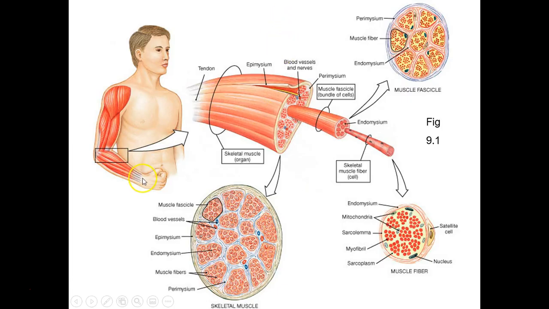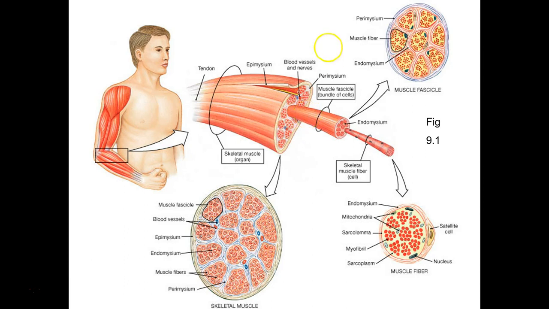Here's the entire muscle. So see what they're doing. They're blowing up the muscle here so you can see it, making it larger. So the entire muscle is surrounded by epimysium. So that's epimysium around the entire muscle. This is a fascicle. That's one, that's one, that's one. Those are fascicles. They're pretty big. You can see them with your eyes.